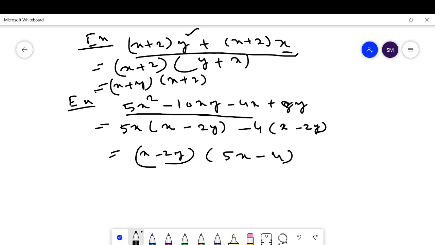These algebraic expressions can be factorized as x minus 2y into 5x minus 4. These algebraic expressions can be expressed in this form. This is the factorization of these given algebraic expressions. I have already told you factorization is the method of expressing the algebraic expressions in product form. Here x minus 2y into 5x minus 4. Another example is given.